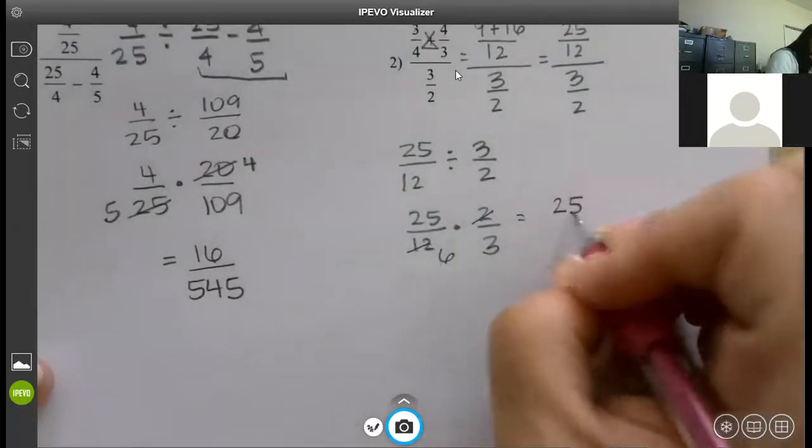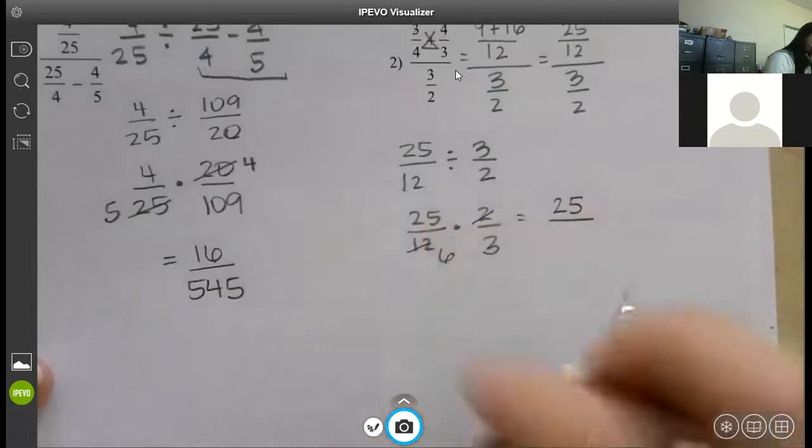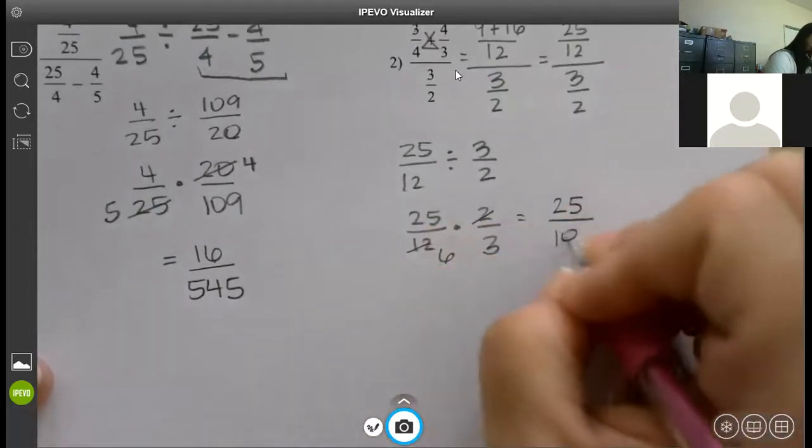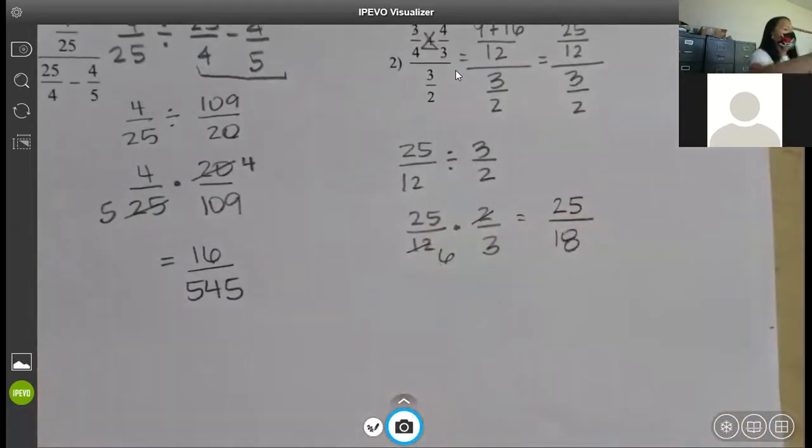We have a 25 on the top. 25 times 1 is 25. 6 times 3 is 18. And again, if you get any of these on your test without variables, please just put it in your calculator. That's perfectly fine.